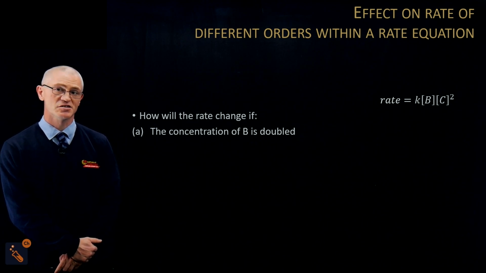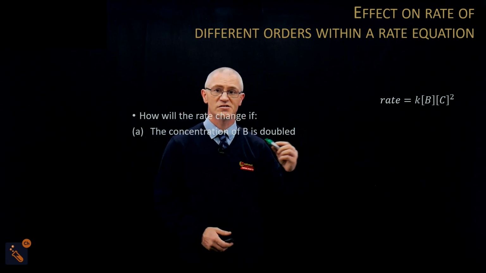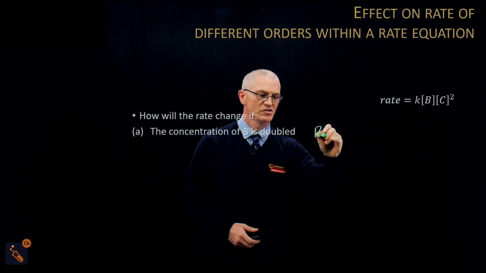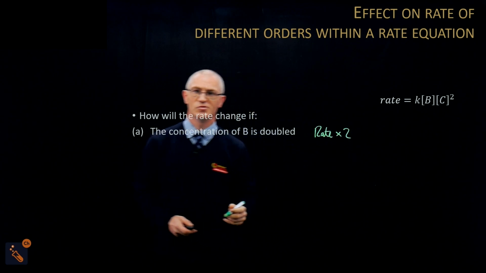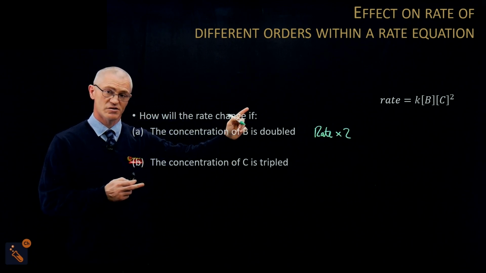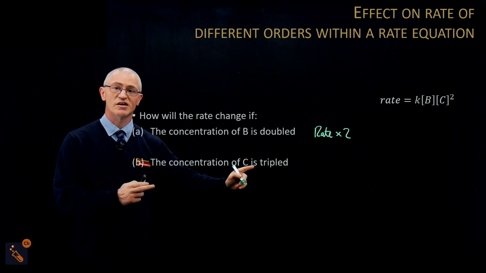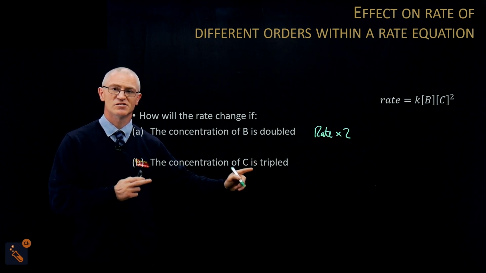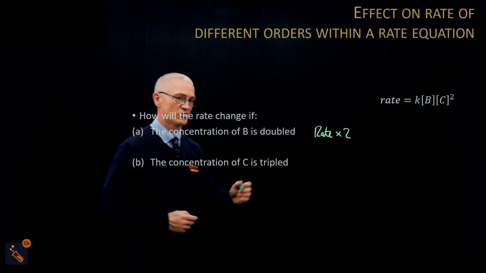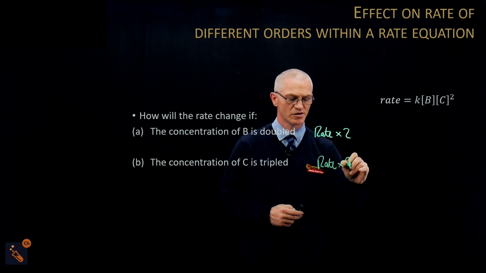So how will the rate change if the concentration of B is doubled? Well, B is a first order reactant, and therefore the concentration of B being doubled means that the rate will also double because of that proportional relationship. Concentration of C is tripled. Well, C is a second order reactant. Because it's a second order reactant, the rate will change by the square of the change in concentration. The change in concentration is times 3, so the square of that is 9. So that means the rate will be times 9.